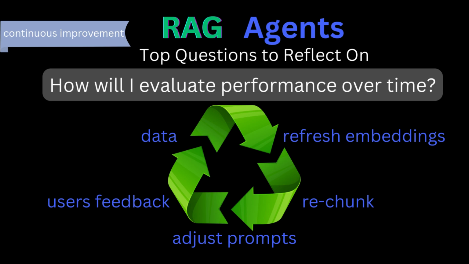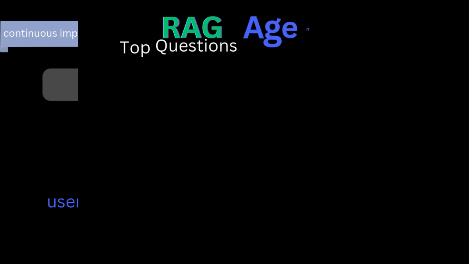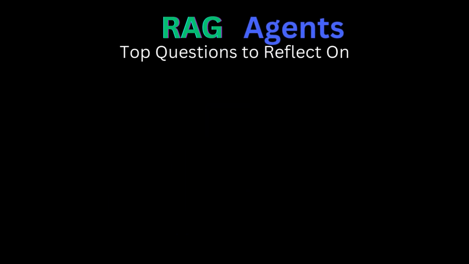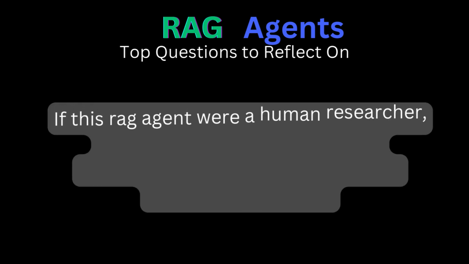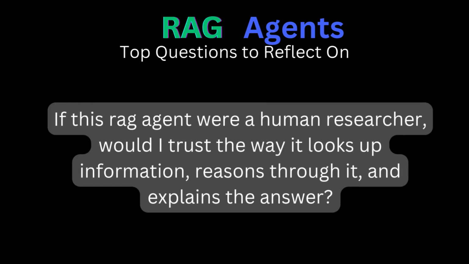When you put all these questions together, they form a practical design framework. And there's one meta question that ties everything together. If this RAG agent were a human researcher, would I trust the way it looks up information, reasons through it, and explains the answer? If the answer is no, you're not done yet. So, if you're working on RAG agents, think about these questions as you design your system. They'll save you from a lot of painful mistakes down the road.